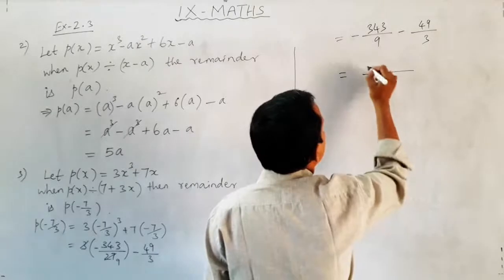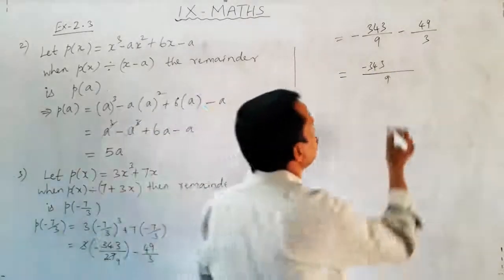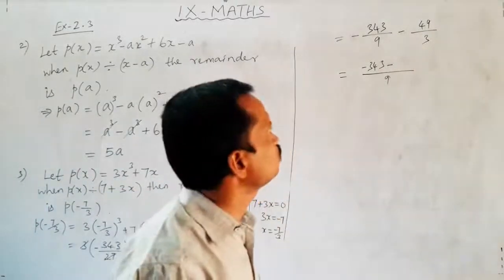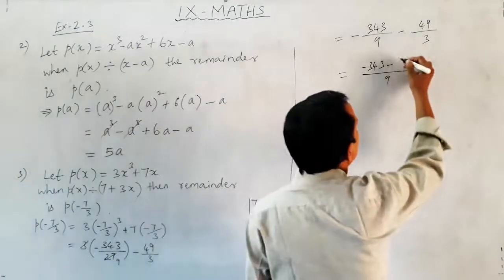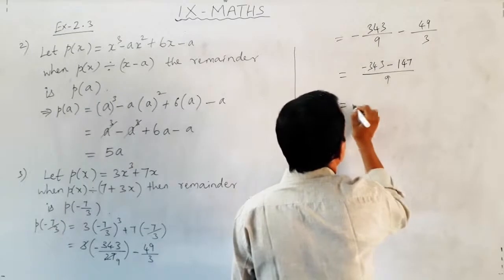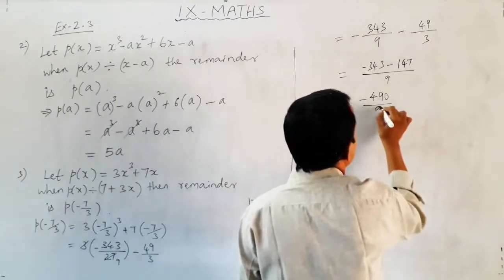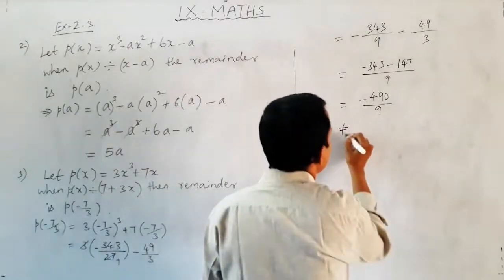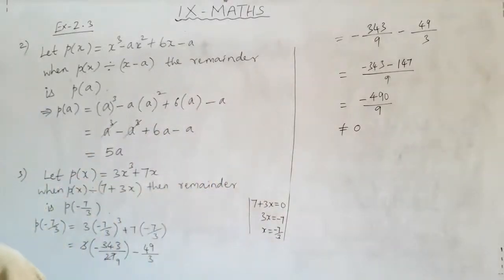The numerator first part we write the same, minus 343, minus. 3 into 3 is 9, which is equal to the denominator, so in the numerator you have to multiply by 3. So 49 into 3 you will get 147. So this is nothing but minus 490 by 9, which is not equal to 0. Clear?